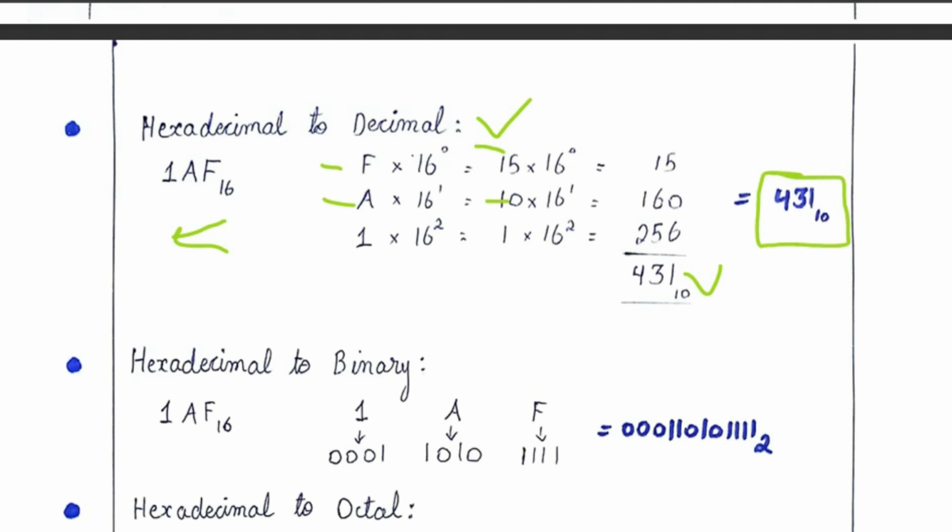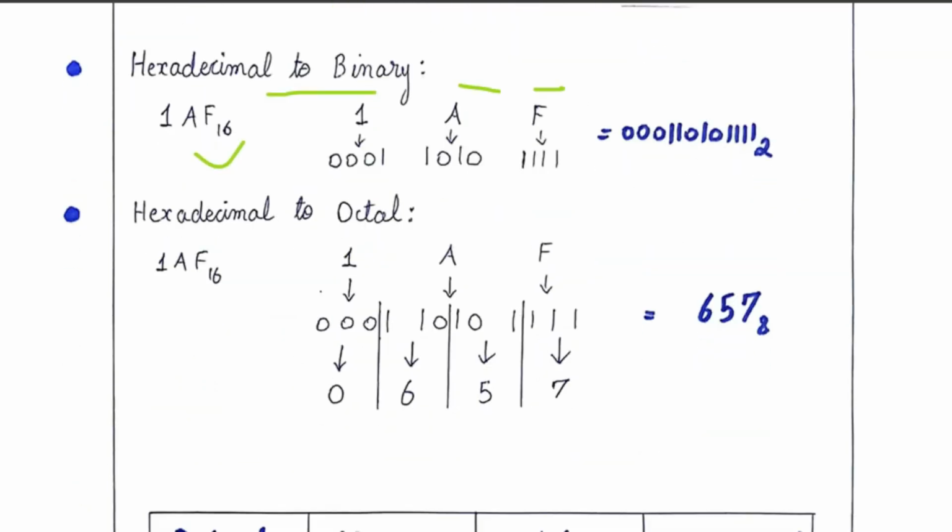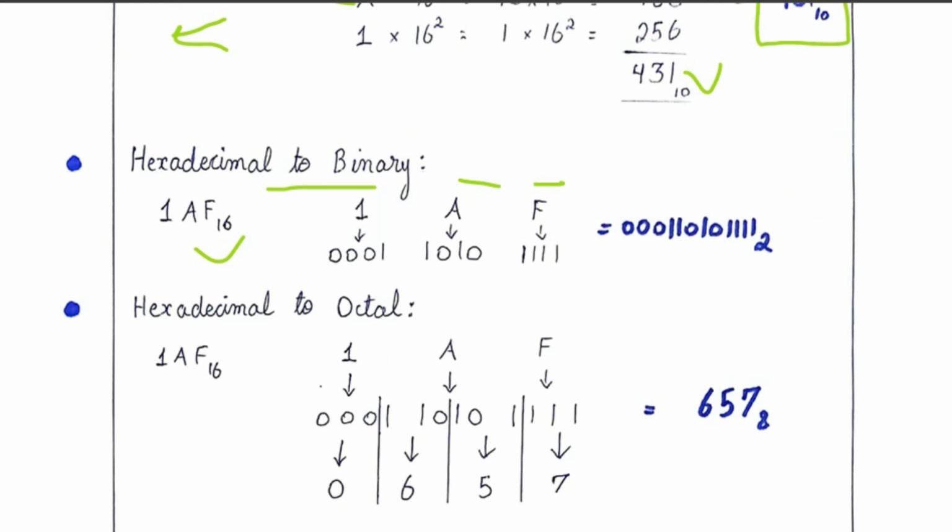To convert a hexadecimal to binary, we'll take the number and convert it digit by digit. In this case, the binary code of F is 1111, the binary code of A is 1010, the binary code of 1 is 0001. When we write it like that, we get a binary number with the base of 2.